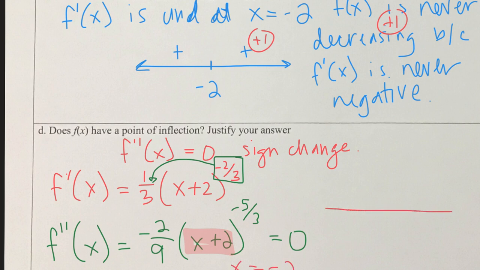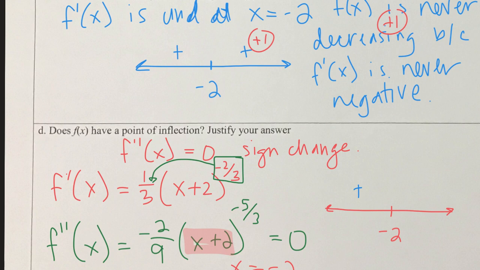Okay, so that's going to be the point that we're going to test for our sign analysis at negative 2. If we plug in a number less than negative 2 into your second derivative, say negative 3, then this is a negative 1 raised to a negative power. Negative raised to a negative is going to be a negative. But then we're going to multiply it by a negative. And what's a negative times a negative? A positive. So to the left, we're going to have positive. The graph is concave up.